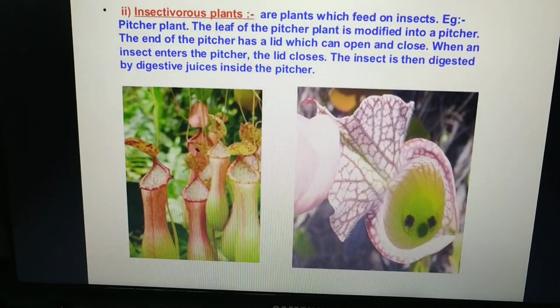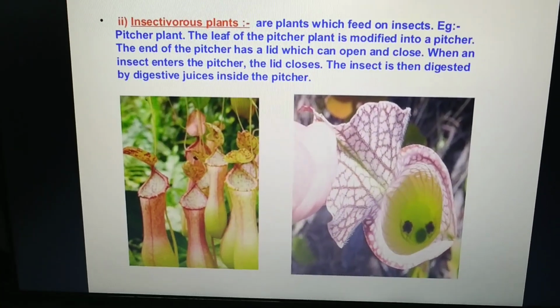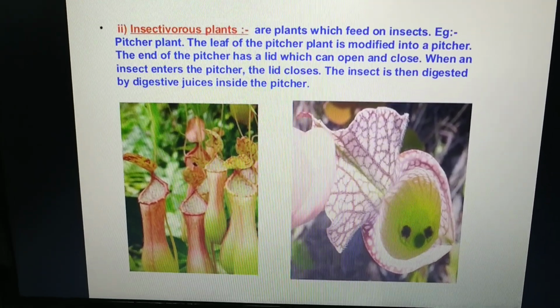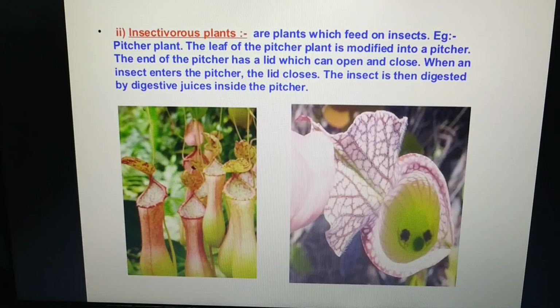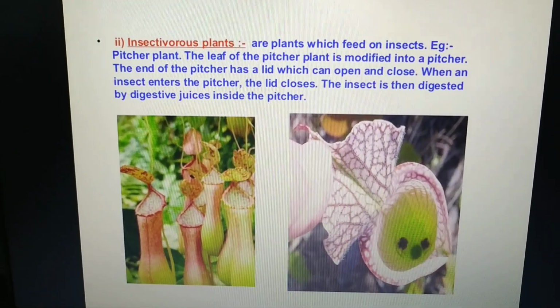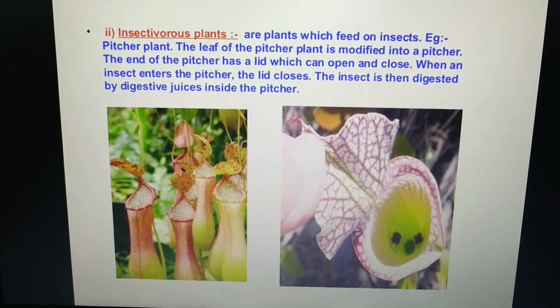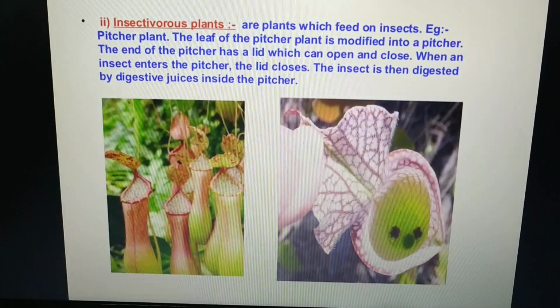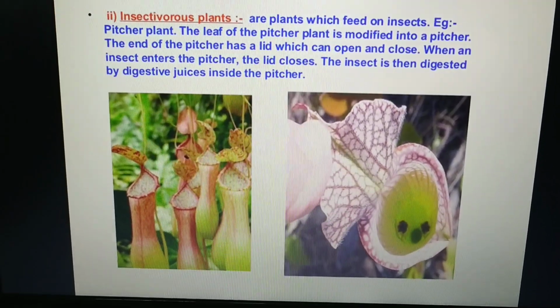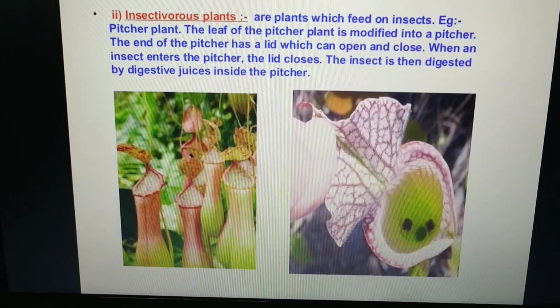Now children, the second category is insectivorous plants. Children, some plants grow in such a condition where nitrogen is less in amount. To fulfill their nitrogenous requirement, they feed on insects. For example, pitcher plant, Drosera, and Utricularia are some of the plants which fulfill their nitrogen requirement by feeding on insects.